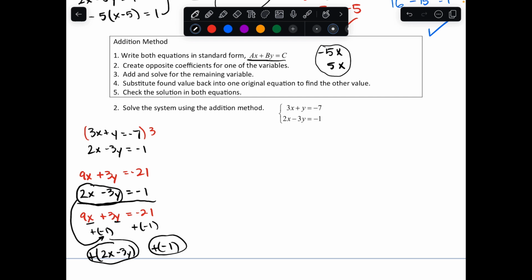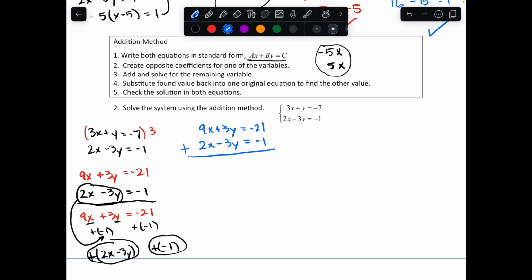So I'm going to rewrite my system, and we have 9x plus 3y is equal to negative 21, and we had 2x minus 3y is equal to negative 1. So let's actually add these together. And now, easiest way to do it, just put a line and a plus sign.